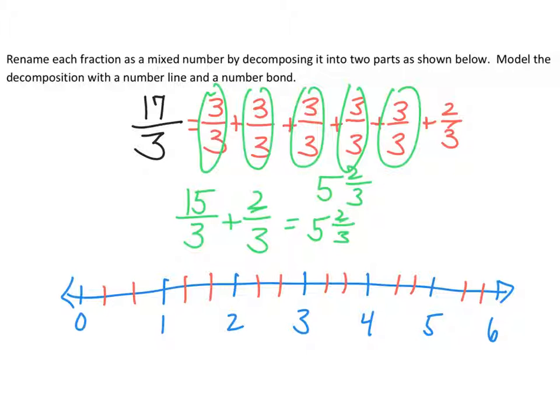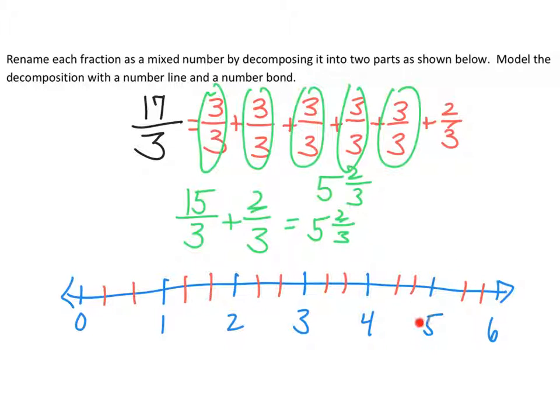So now let's start placing 15 thirds. So let's count it. We got 1 third, 2 thirds, 3 thirds, 4 thirds, 5 thirds, 6 thirds, 7 thirds, 8 thirds, 9 thirds, 10 thirds, 11 thirds, 12 thirds, 13 thirds, 14 thirds, 15 thirds. Okay, there's that. But we are not done because we have to get to 17 thirds. And we go 16 thirds, 17 thirds.